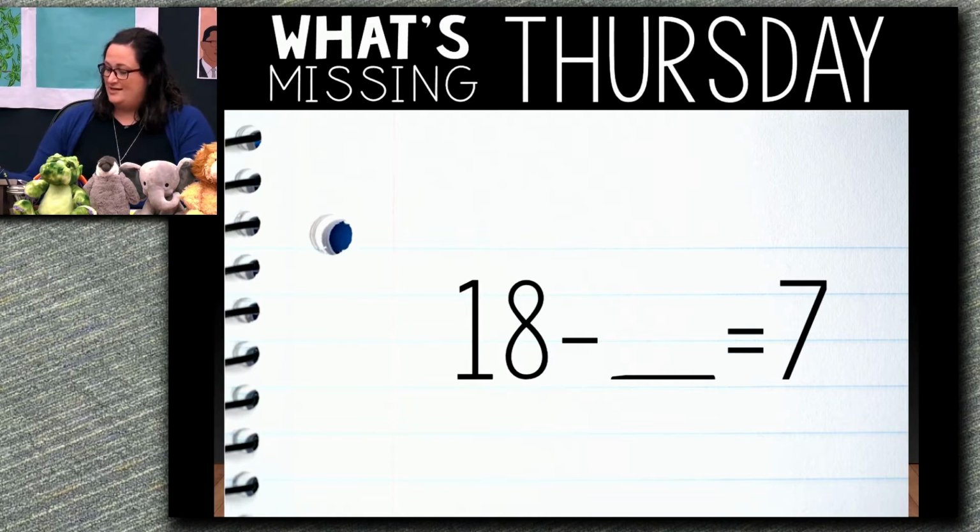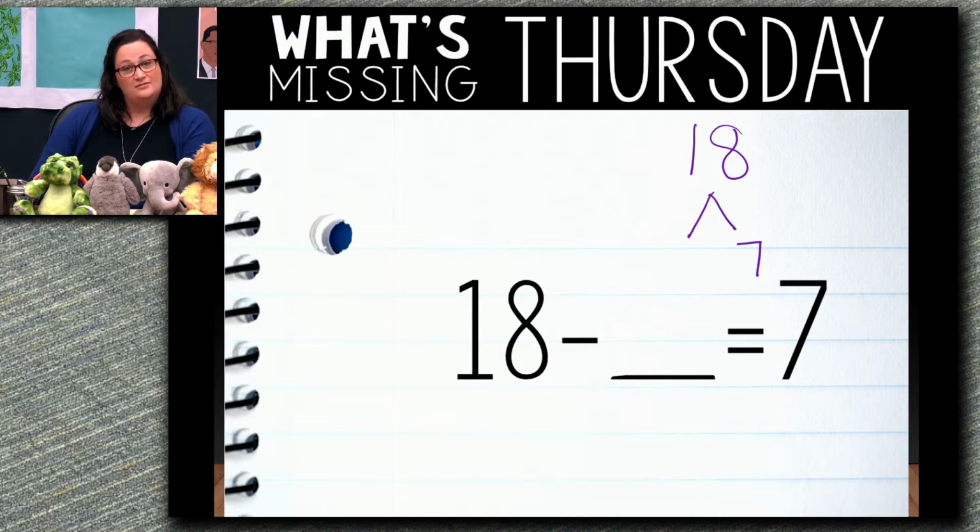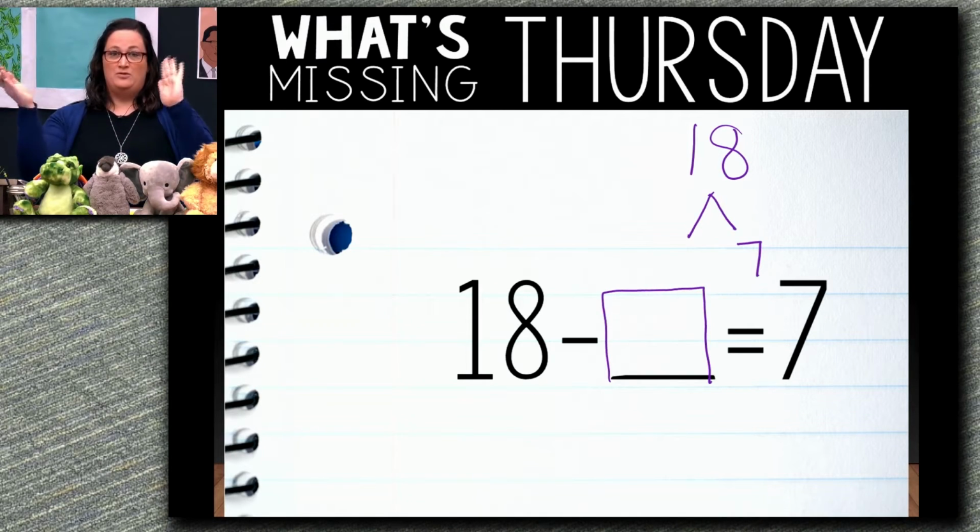We know that 18 is our total starting amount. What else do we know? We know that the difference is 7, or what's left is 7. What don't we know? We don't know how many we're taking away, or how many are in between 7 and 18.